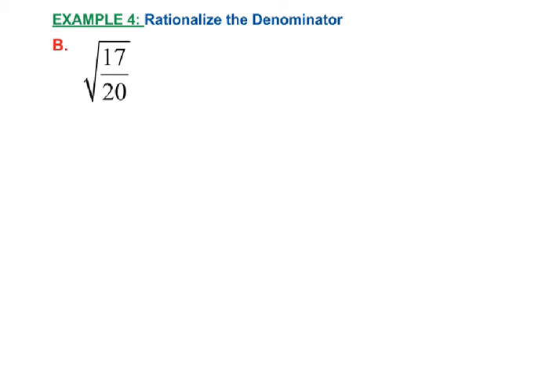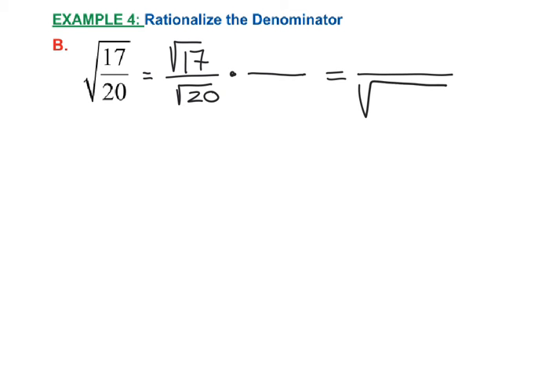Here we have a fraction inside a radical symbol, so we can separate that: the square root of 17 divided by the square root of 20. So we have a square root on the bottom. So we know we have to multiply this by something equivalent to 1, so it has to be a fraction. And our goal is that we have a square root on the denominator that has a perfect square on the inside.